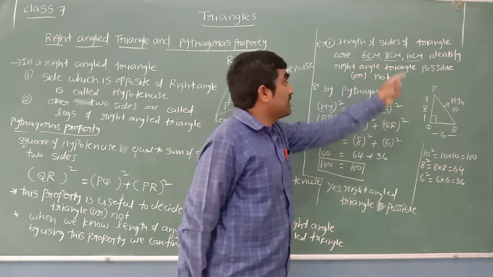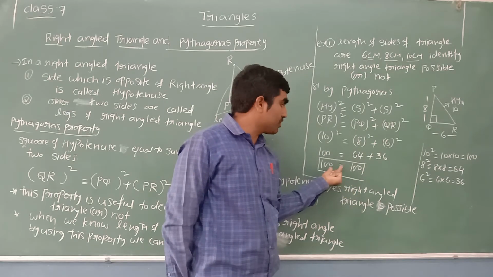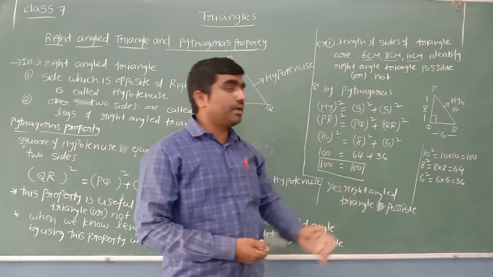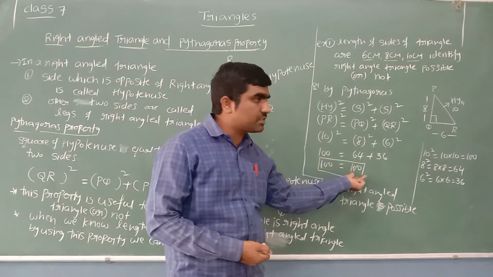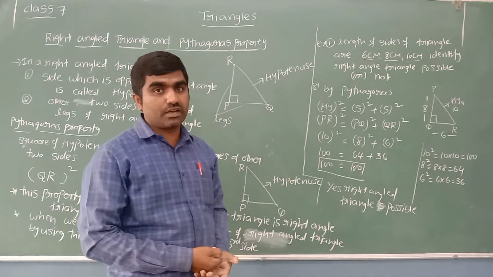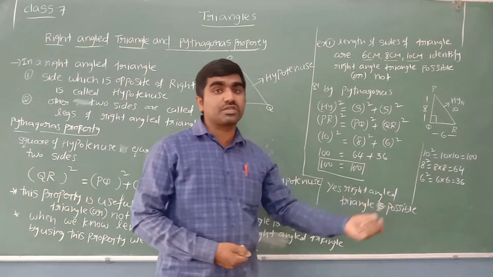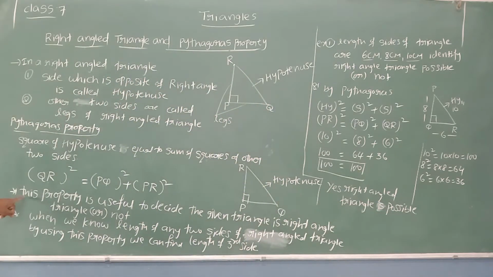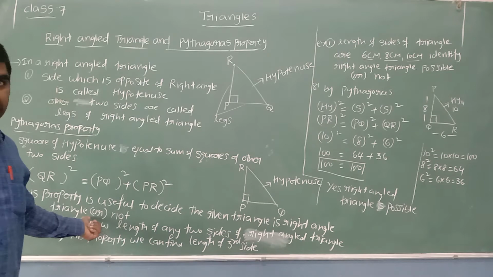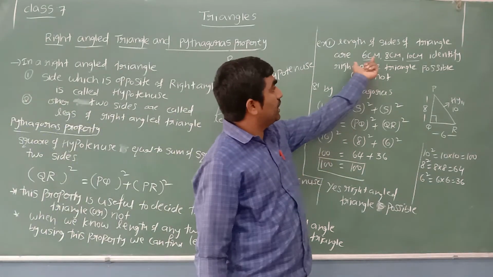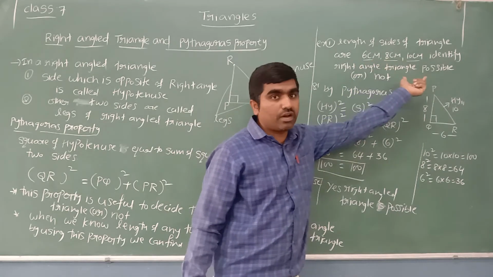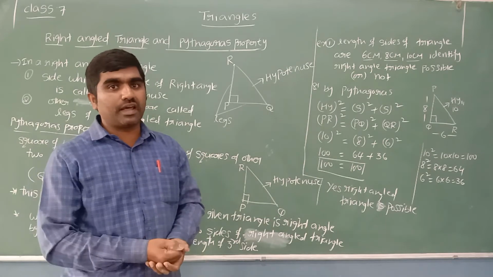If the given three sides satisfy the Pythagoras condition, LHS equal to RHS, then we can say the given measurements are possible to draw a right angle triangle. Suppose both sides are not equal, it means the measurements are not satisfying the Pythagoras condition, so in such a case you can say a right angle triangle is not possible. This property is useful to decide whether the given triangle is a right angle triangle or not. With the help of the Pythagoras condition, we can decide whether the given three sides are possible to construct a right angle triangle or not.